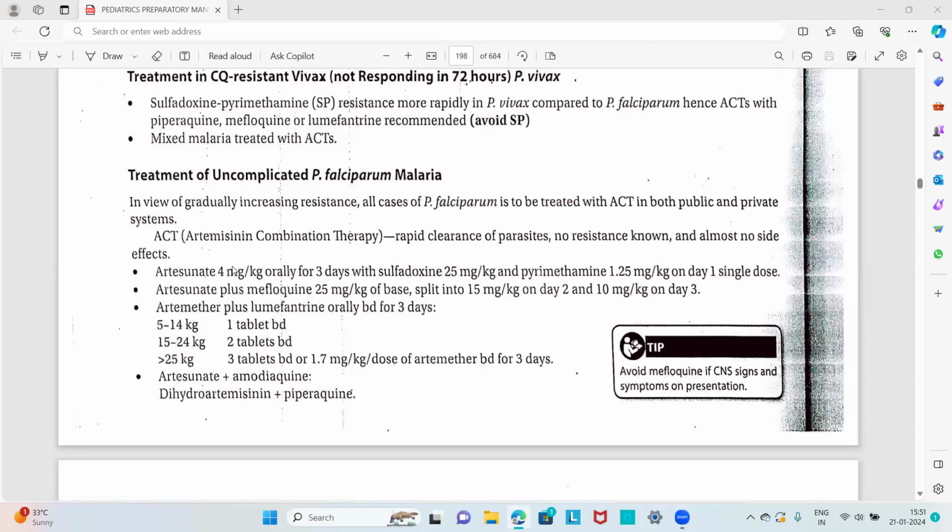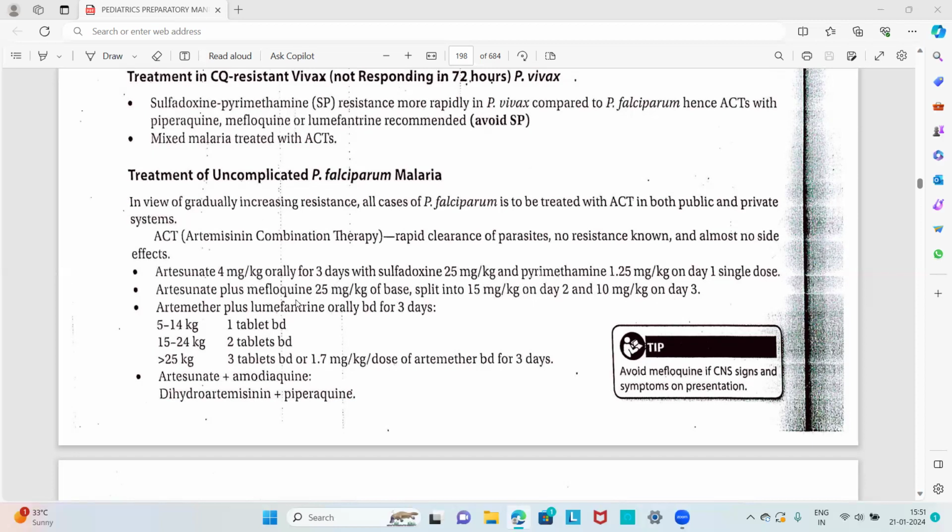That is artesunate 4 milligram per kilogram orally for 3 days with sulfadoxine 25 milligram per kilogram and pyrimethamine 1.25 milligram per kilogram on day 1 single dose, or artesunate plus mefloquine 25 milligram per kilogram of base split into 15 milligram per kilogram on day 2 and 10 milligram per kilogram on day 3.